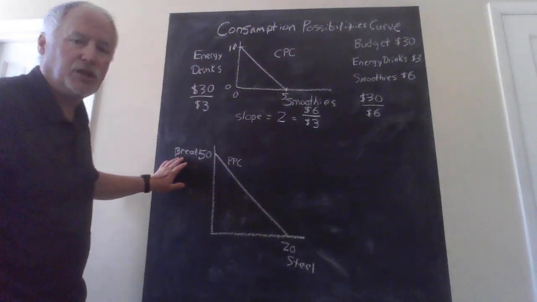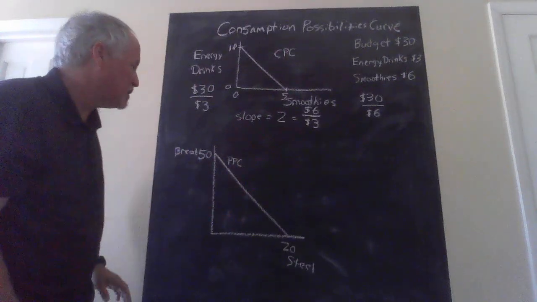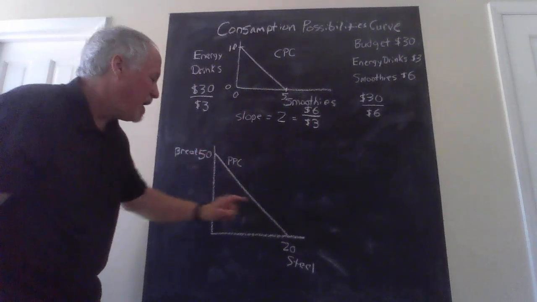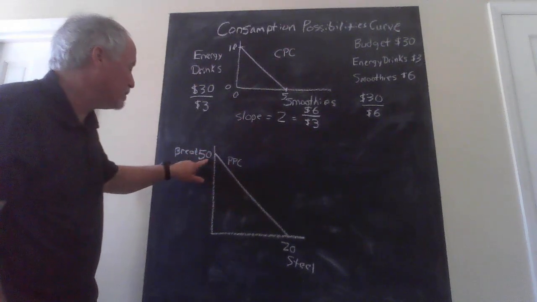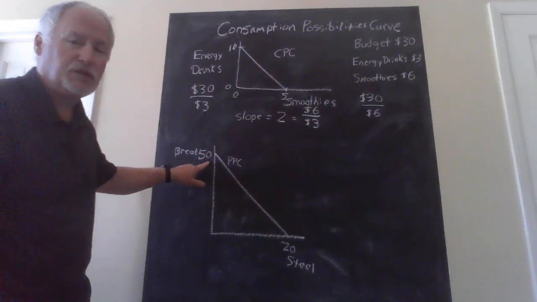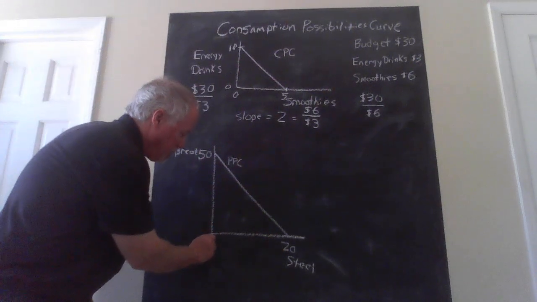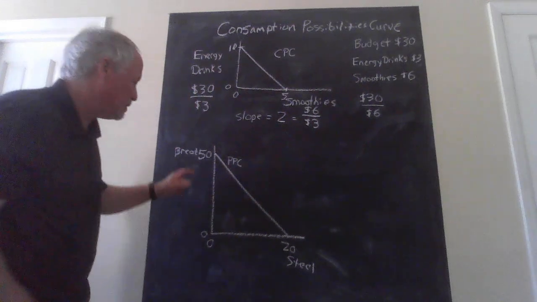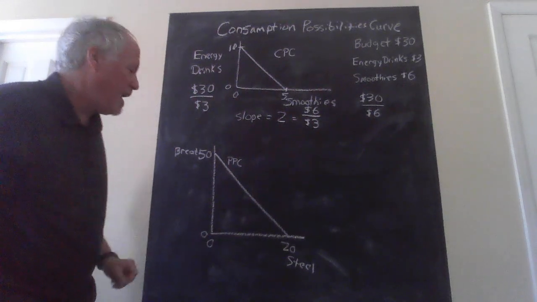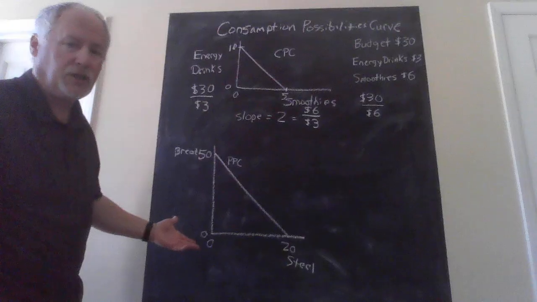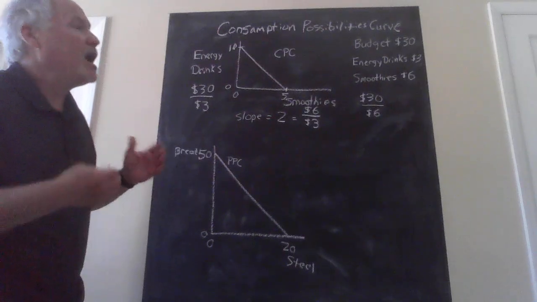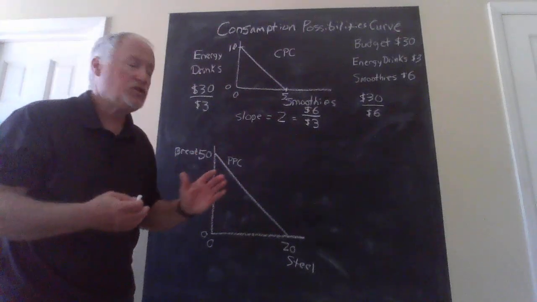We've got one nation, and we're graphing its production possibilities curve here. And let's just suppose if they produce all bread, they can produce 50 units of bread, or then they can produce 20 units of steel. And of course, when they produce all steel, they've got no bread. And if they produce all bread, they have no steel. So we have this here.